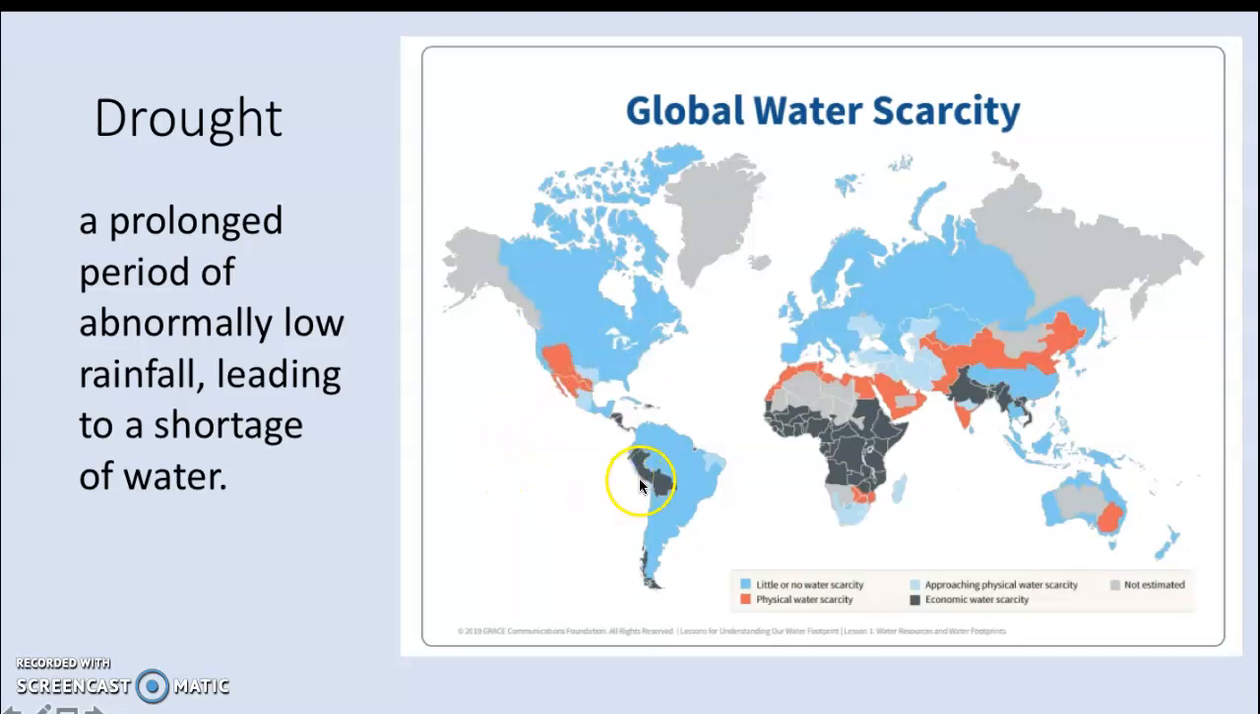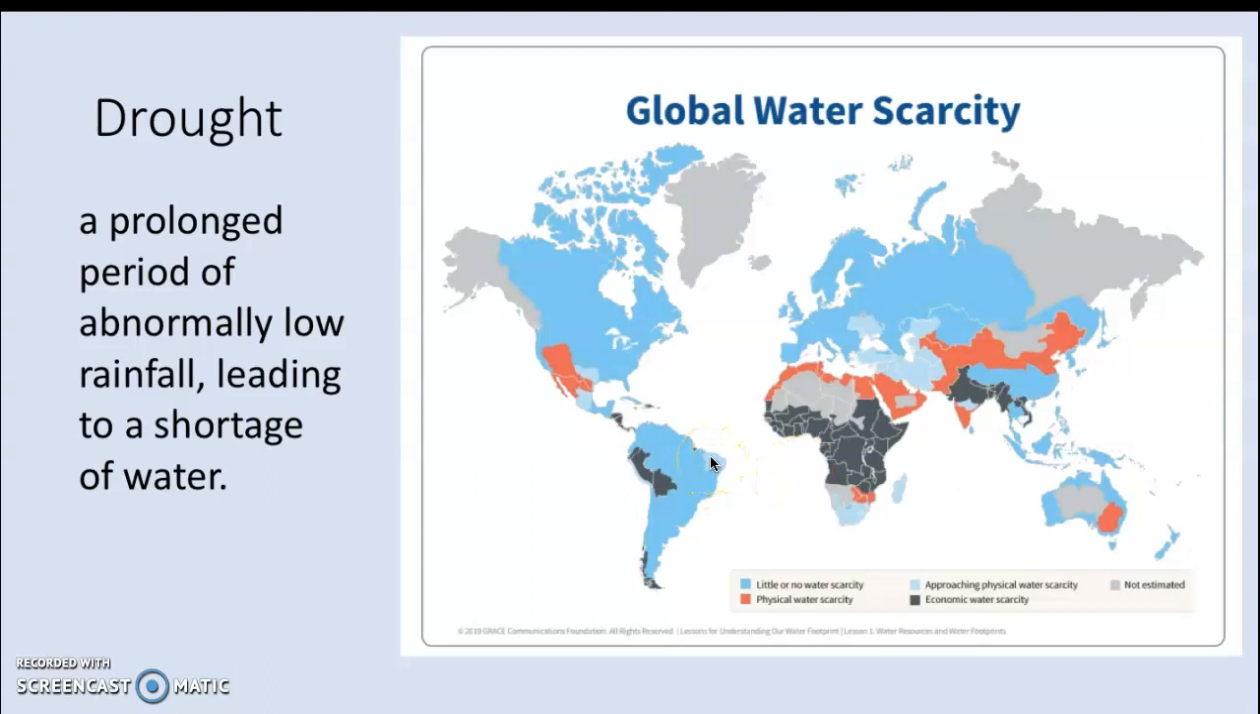Deserts. And then the black areas, those are areas where there is water, but economically, it's not accessible to the people who live there. It isn't clean enough to drink. It isn't accessed if it is groundwater or an aquifer. They may not have the technology to actually withdraw it to use it.